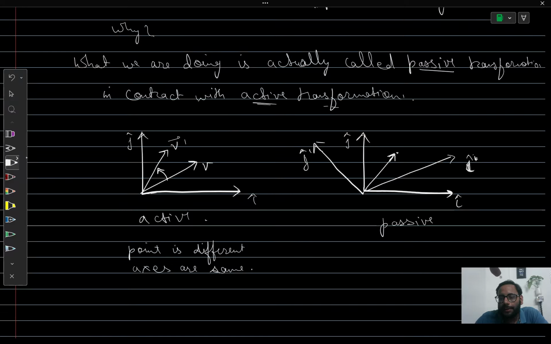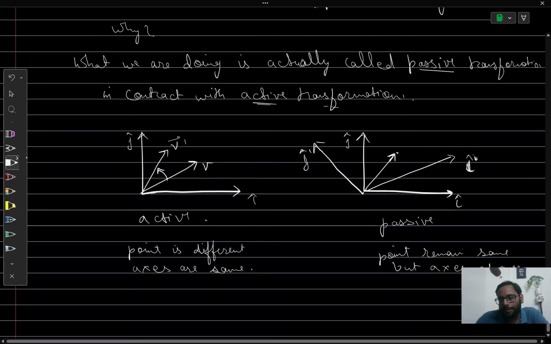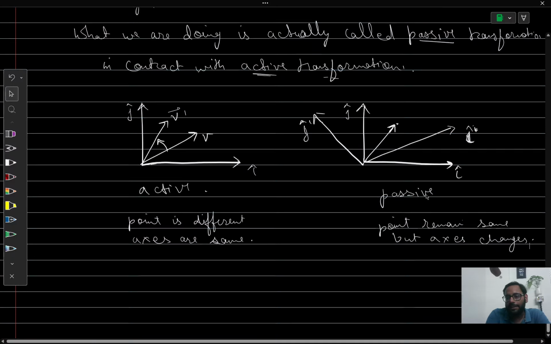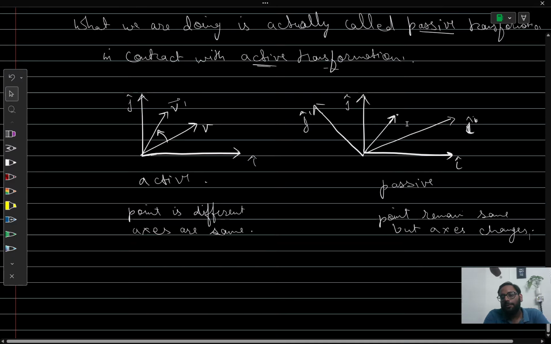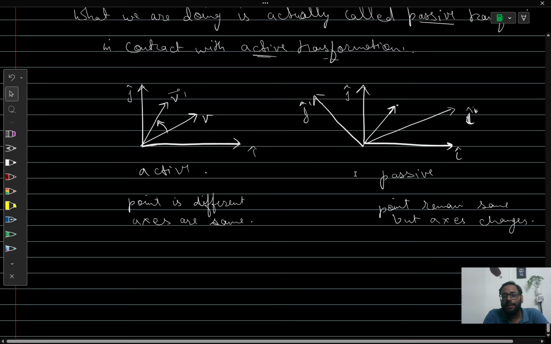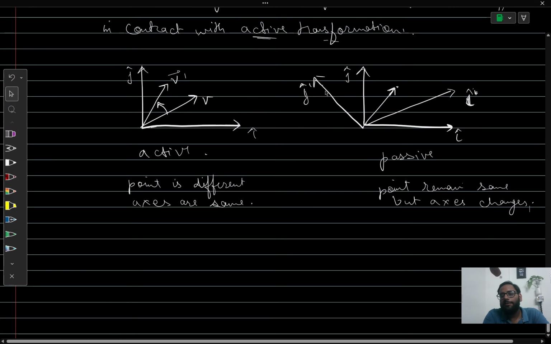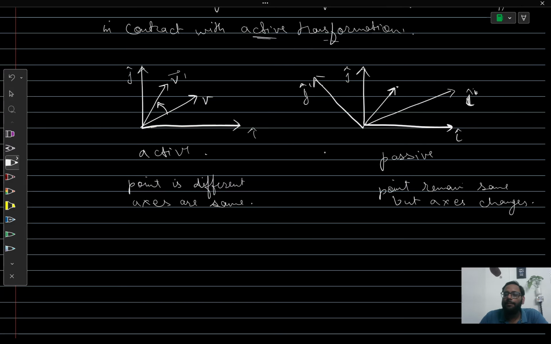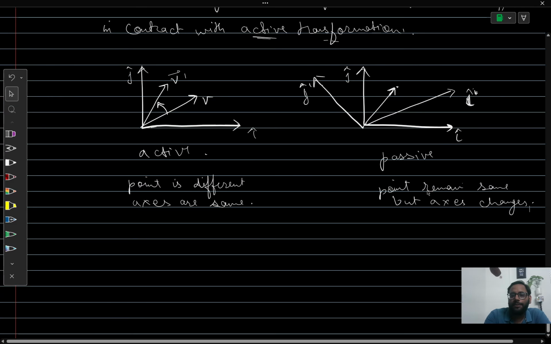Here the vector is the same, the point remains the same, but the axes change. So a vector remains the same always. It is a geometric object. Its intrinsic property will remain the same, but you can define it or observe it from different reference frames. This is the S prime frame, and this is the S frame. So this is a passive transformation.